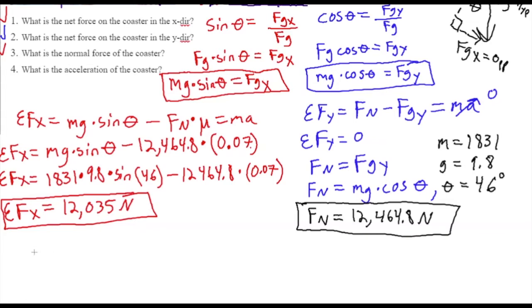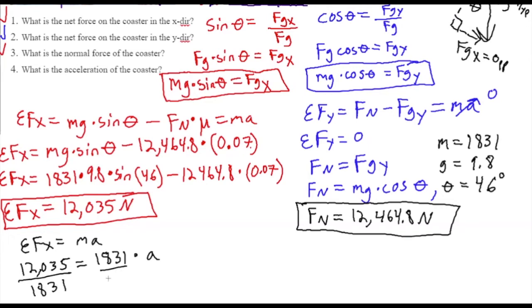Now that we've figured out net force in the x direction, we can go ahead and use that to solve for our acceleration. We know that net force is equal to mass times acceleration. So if we plug in, we get 12,035 newtons for our net force. Our mass was 1,831, and acceleration is what we're solving for. So if we go ahead and divide by mass now, we should end up with our answer for acceleration, and we find out that acceleration in the x direction is going to be equal to 6.57 meters per second squared.